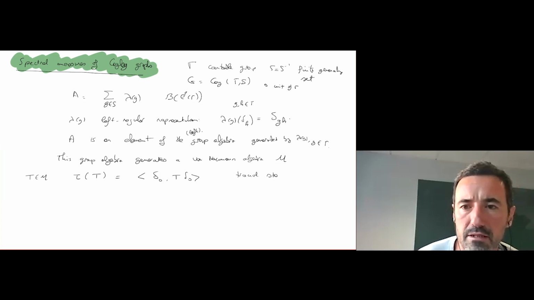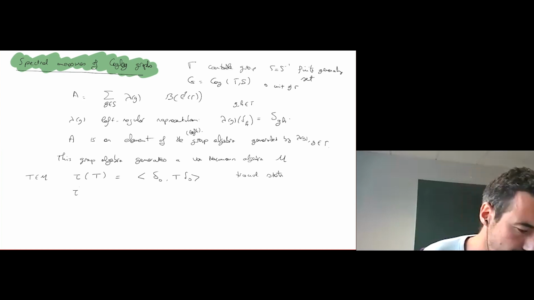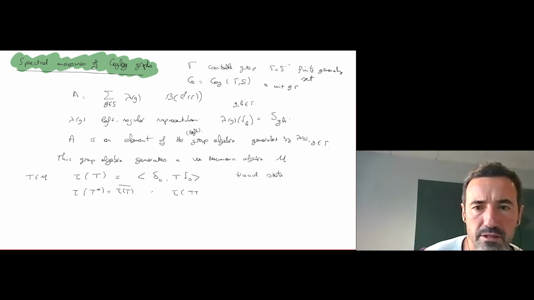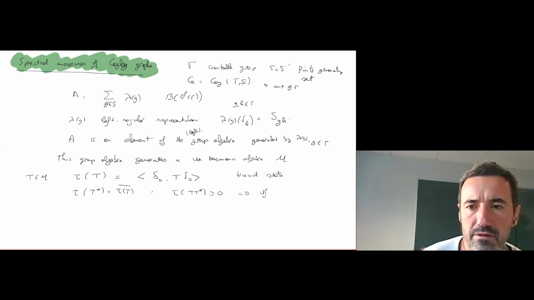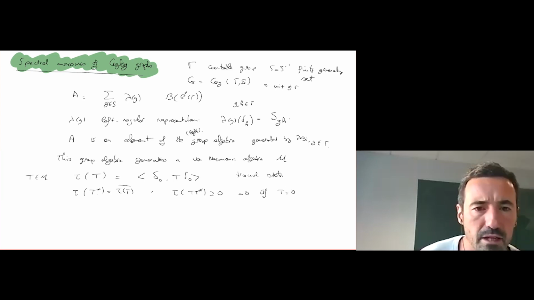It's a tracial state, meaning that it's a linear map. It satisfies that tau of T star is tau of T bar. It satisfies also that tau of T T star is non-negative, and equals zero if and only if T is zero. And it's tracial, meaning that tau of AB is tau of BA.